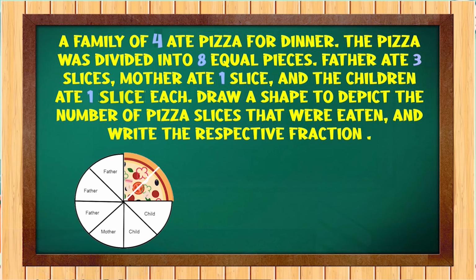While mother ate 1 slice, and each of the children ate 1 slice each. So mother's name is on 1 slice, and the 2 children, they ate 1 slice each, so we have their names there. Now what is left is 2 slices, and we were asked to draw a shape to depict the amount of pizza that was eaten, so we did that. And then we have to write a fraction to represent the amount of pizza that was consumed.